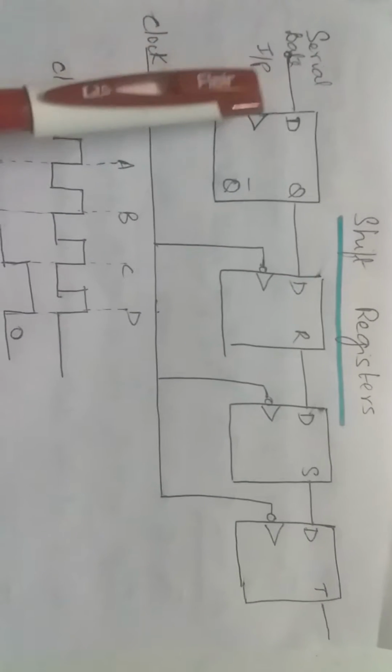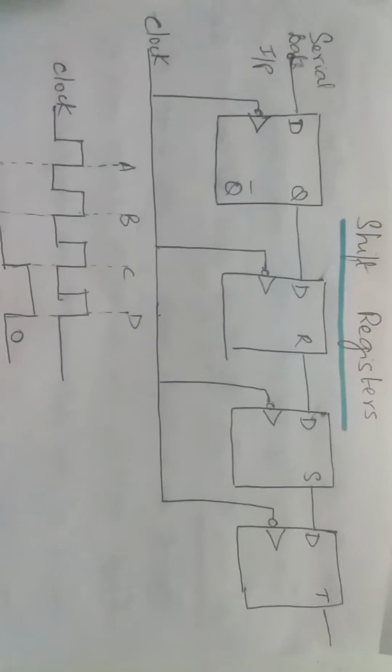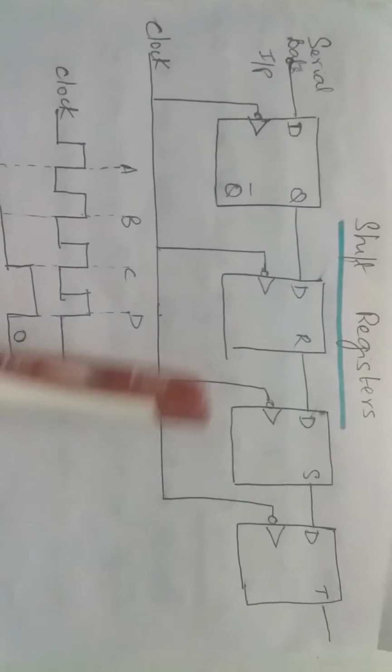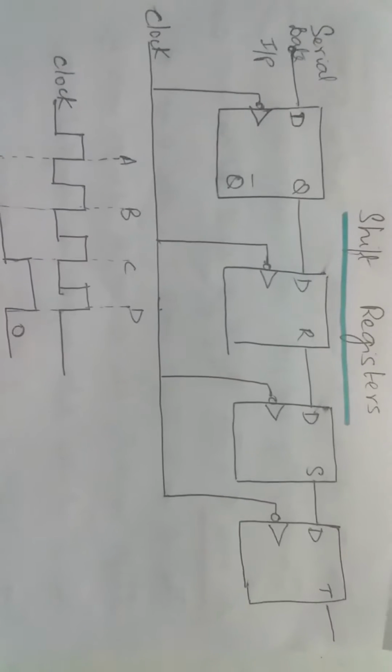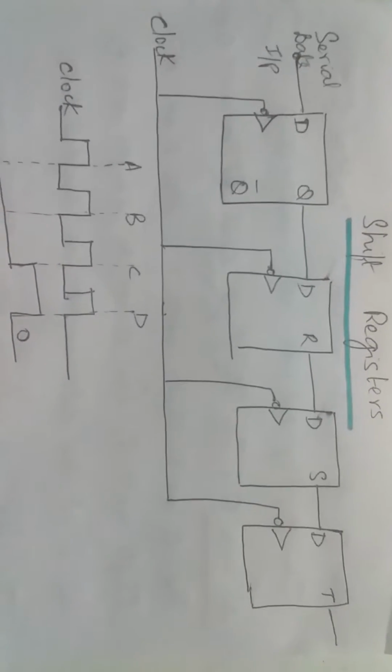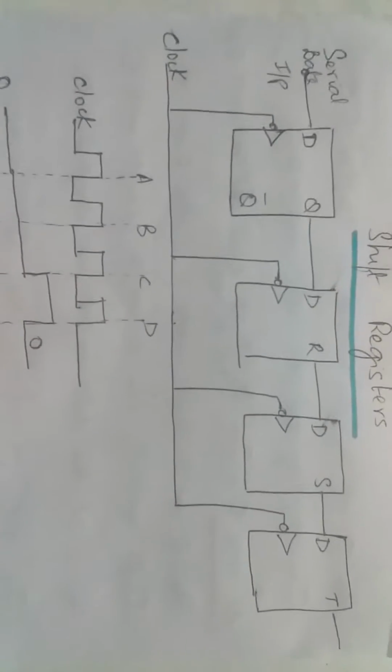Let's consider that before time A, all the flip-flops are reset. So Q R S T equals 0. Now let's say that we want to shift a word 0 1 0 0. Let's see how it happens in 4 clock cycles.